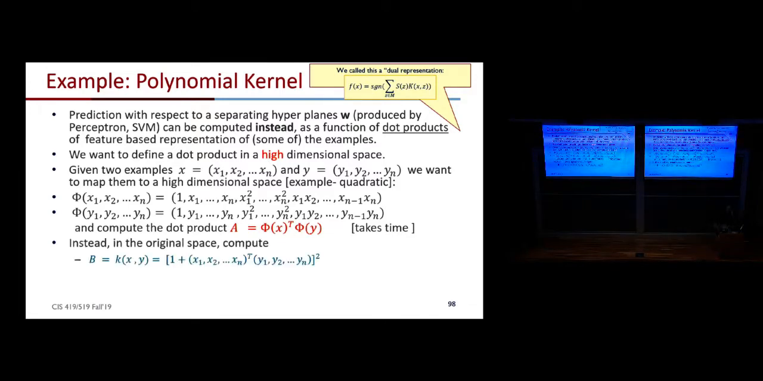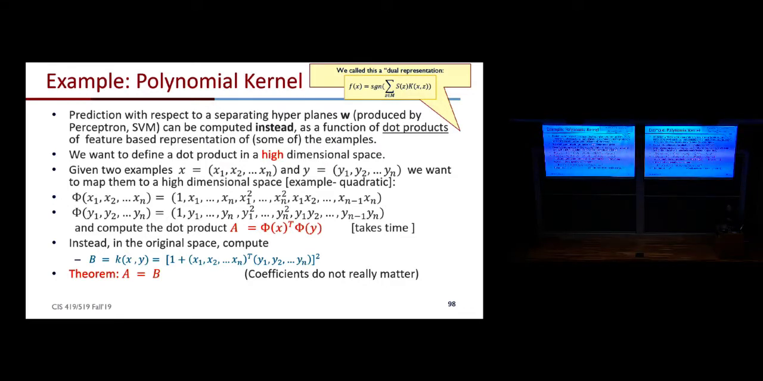Instead, and this is what we call the kernel trick, I can compute the function k of x, y in the following way. I'm just going to compute the dot product in the original space. So this is the x here, this is the y. The dot product is going to take me only n time. I'm going to add 1 to the number that I get here and square it. And my claim is that these two are going to be the same. So basically, rather than computing A, which is going to cost about n squared, I can compute B, which is going to cost about n.